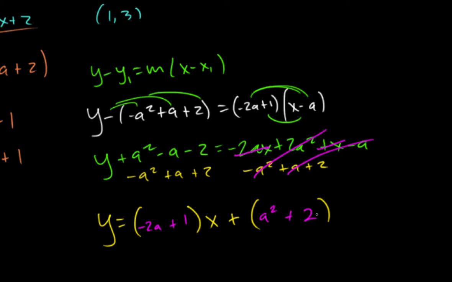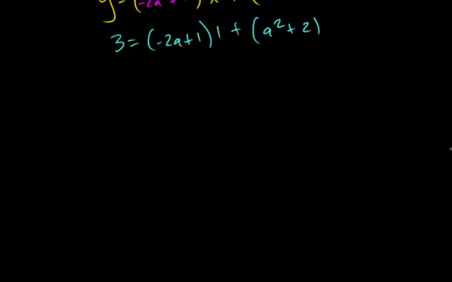Okay, now we know that the tangents that pass through (1, 3) must satisfy this, and so we're going to plug in a 1 and a 3 for these. So 3 is equal to (negative 2a plus 1) times x value 1, plus a squared plus 2. Okay, the goal is just to solve for a. It's going to be quadratic though. Multiplying by 1 doesn't do anything, so we can ignore that.